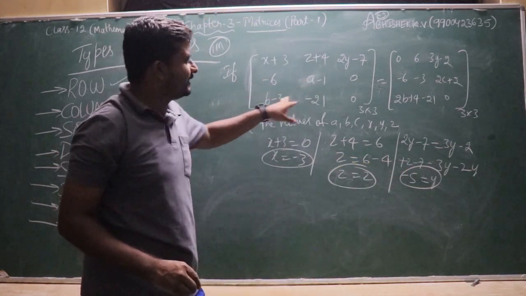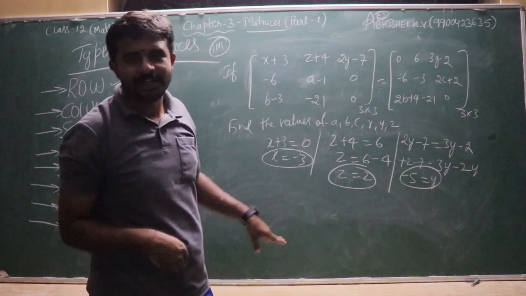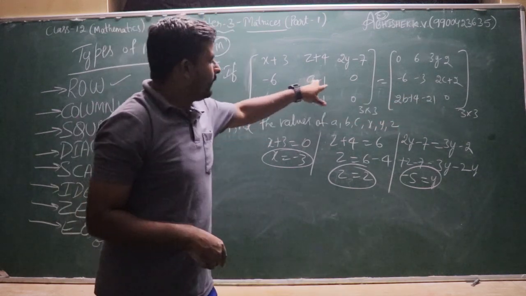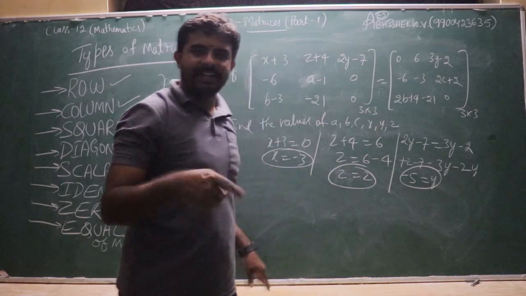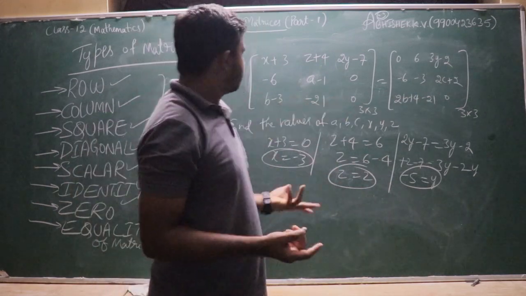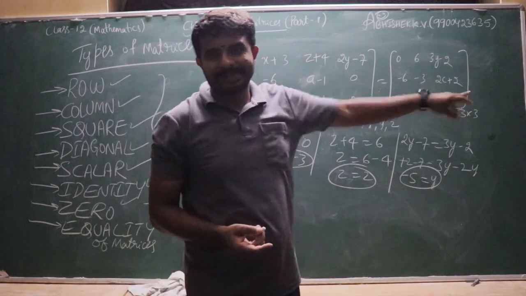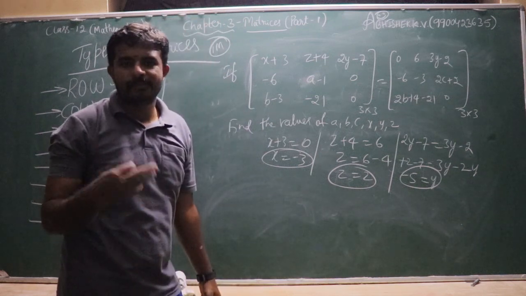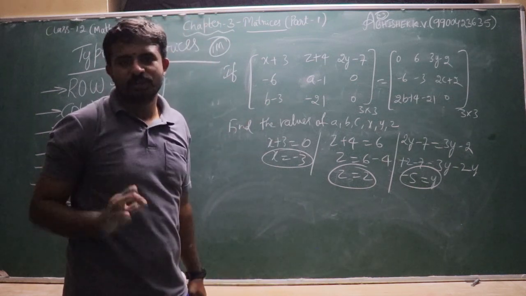Similarly, b minus 3 is equal to 2b plus 4, then we get b. a minus 1 is equal to minus 3, then we get a. Equating 0 to 2c plus 2, then we get c. I leave that work to you.